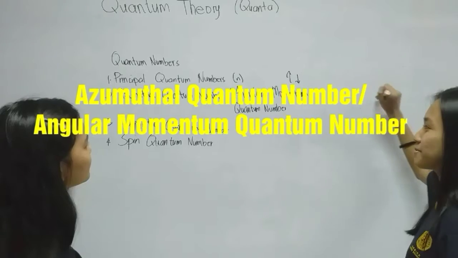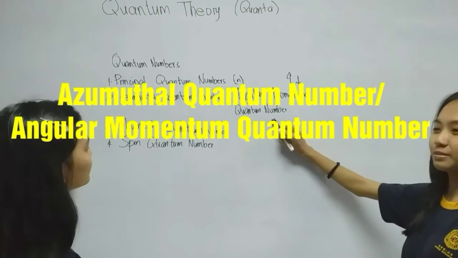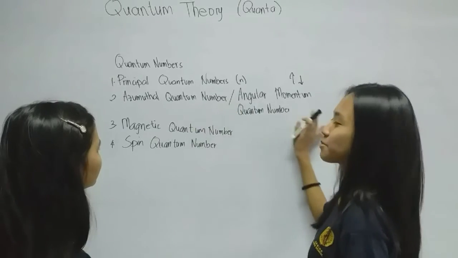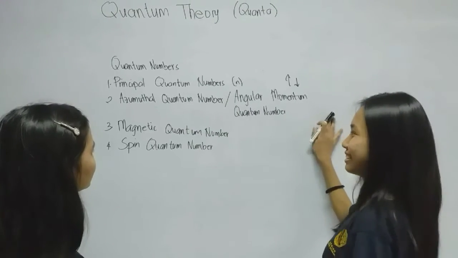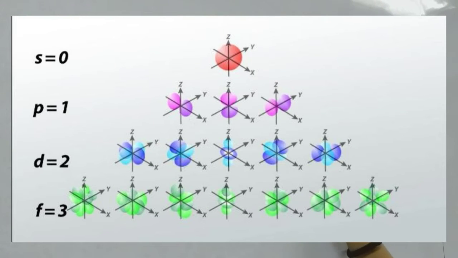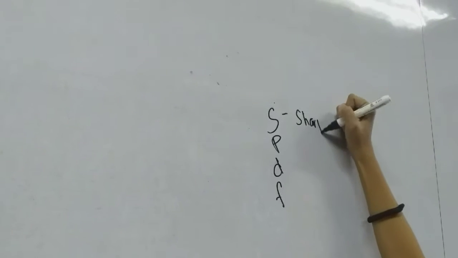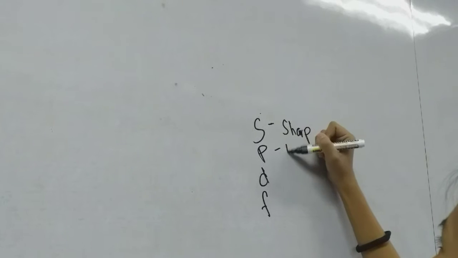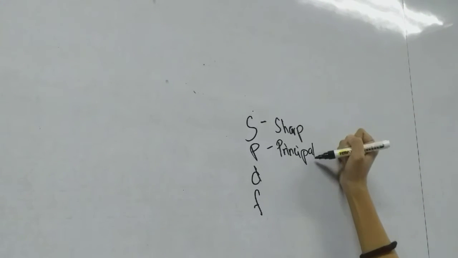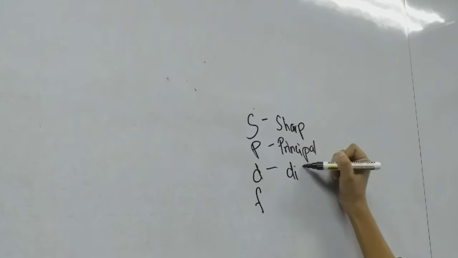Azimuthal quantum number or angular momentum quantum number describes the shape of a given orbital. A value of azimuthal quantum number can indicate either an s, p, d, or f subshell. S, P, D, F. S for sharp, P for principal, D for diffuse, and F for fundamental.